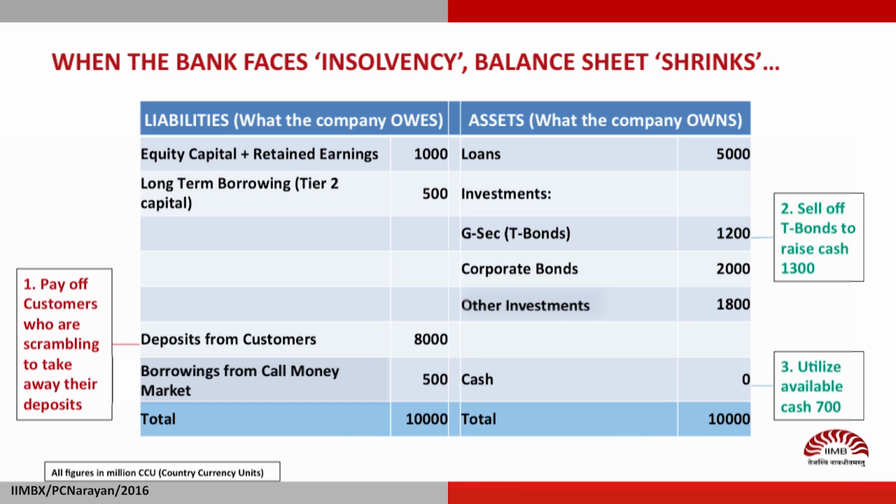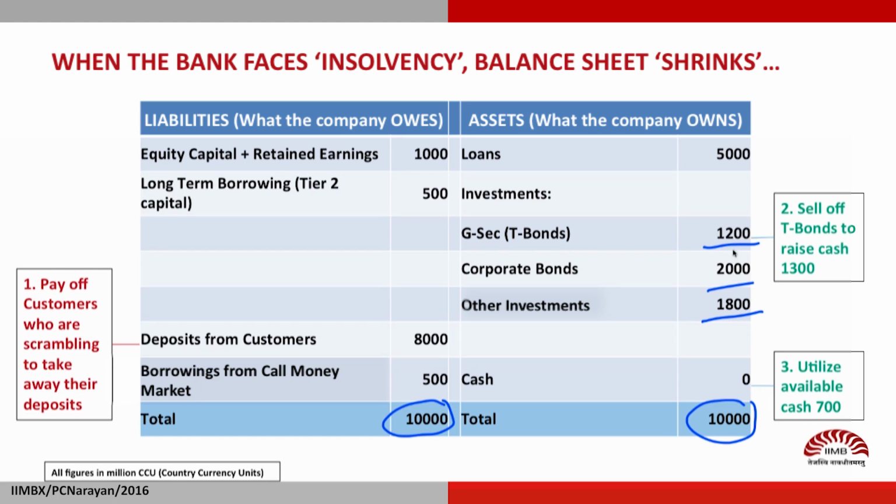So the revised balance sheet of the bank now is going to look like T-bonds 1,200, corporate bonds 2,000, other investments remain unchanged at 1,800. So the total asset side is 10,000 and the total liabilities are 10,000.